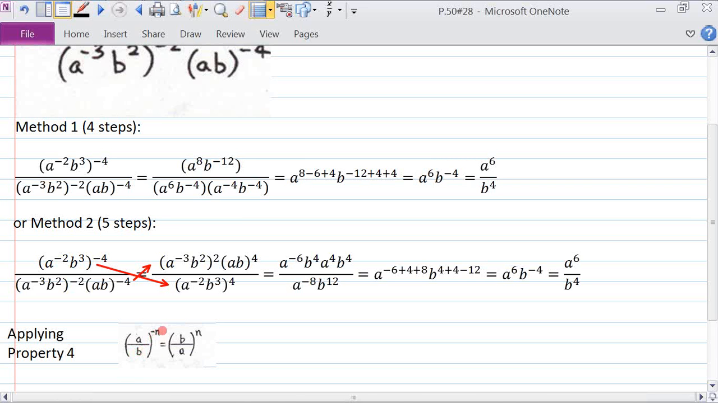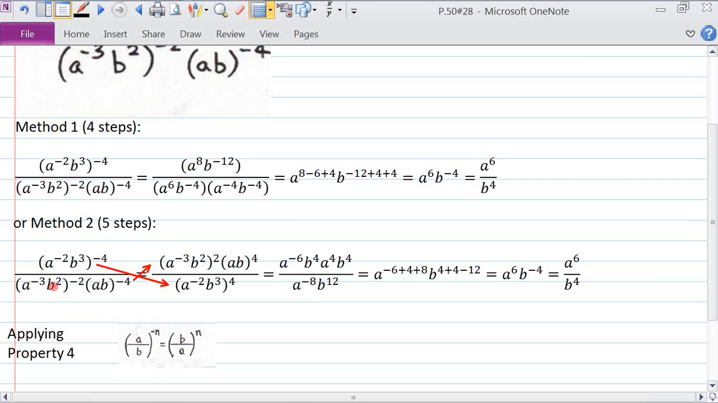that b to the minus n becomes b to the plus n, because I'm moving this up, and this moves down and becomes plus. So in this case, what I'm going to do is take the a to the minus 2b cubed minus 4 and move it down, and the only change is here. The minus 4 becomes plus 4. In the bracket, it stays the same, exactly the same.